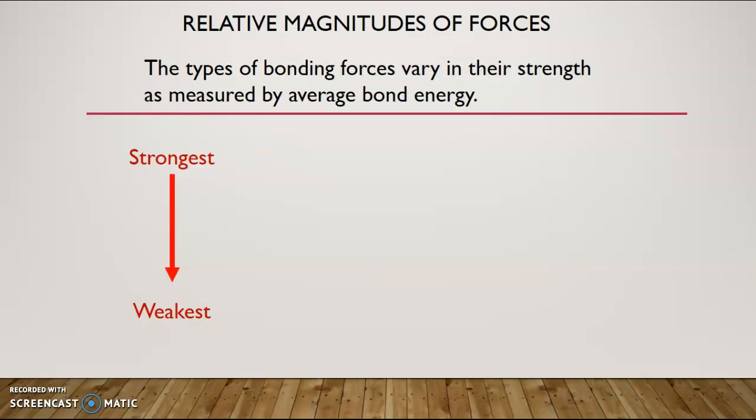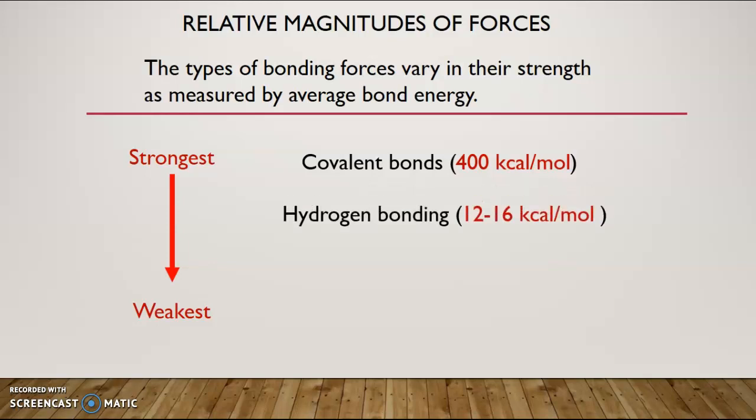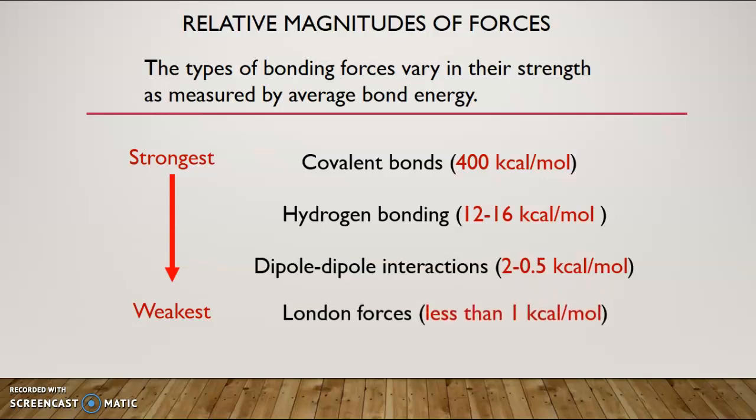There you go. So strongest to weakest, my covalent bonds, and this is just in terms of what it looks like in terms of energy per mole. A covalent bond takes about 400 kilocalories per mole to break, whereas hydrogen bonding, the strongest of my IMFs, takes about 12 to 16 kcals per mole. Dipole is 2 to 5. And then London dispersion forces are less than 1 kcal per mole. So again, these are our IMFs down here, just as a comparison for how much energy it takes.